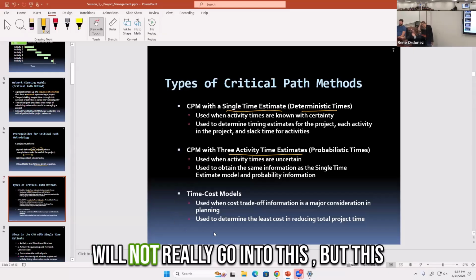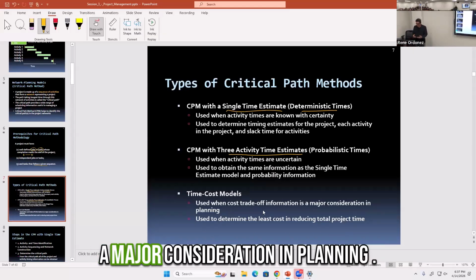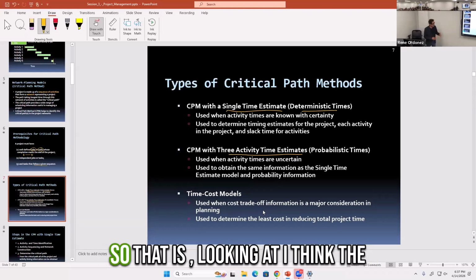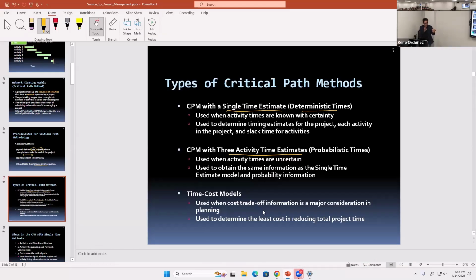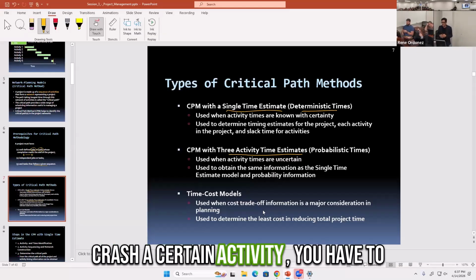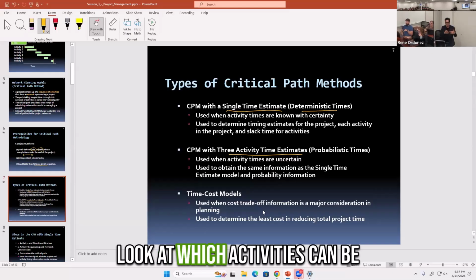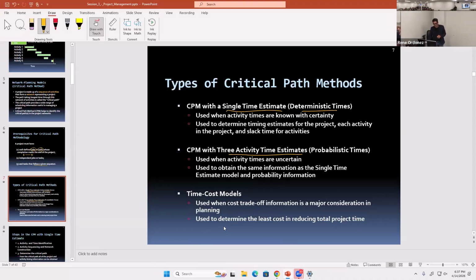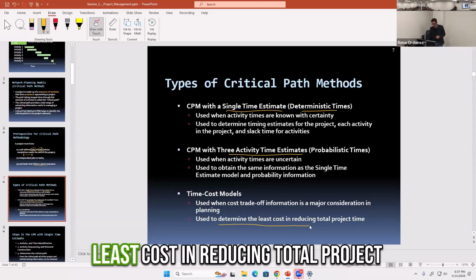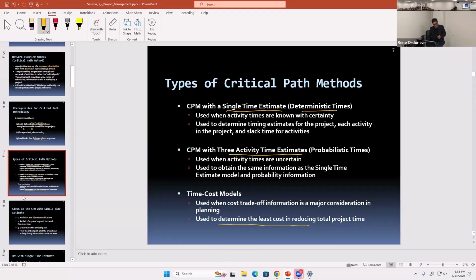We will not really go into this, but this is used when trade-off information is a major consideration in planning. An example I did earlier is that if you're going to crash a certain activity, you have to look at which activities can be crashed based on the least cost approach. So this is used to determine the least cost and reduce total project time.